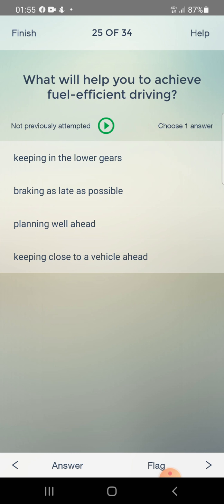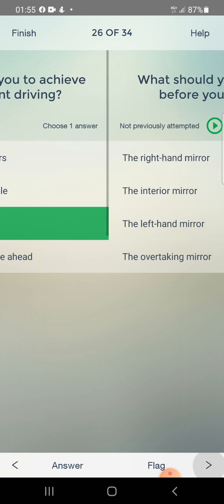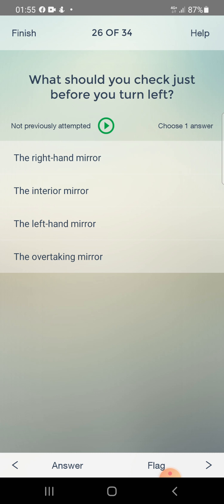Okay. What will help you to achieve fuel efficient driving? Keeping in the low gear, braking as late as possible, planning well ahead, keeping close to a vehicle ahead. Planning well ahead. What should you check just before you turn left? Right hand mirror, interior mirror, left hand mirror, the overtaking mirror. Left hand mirror.